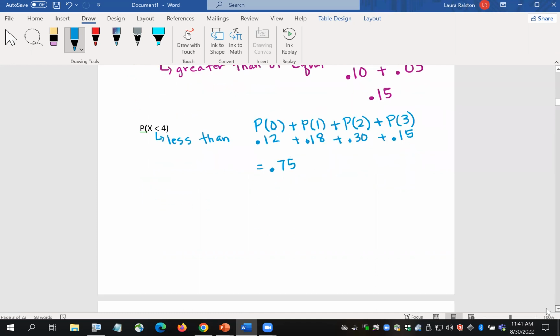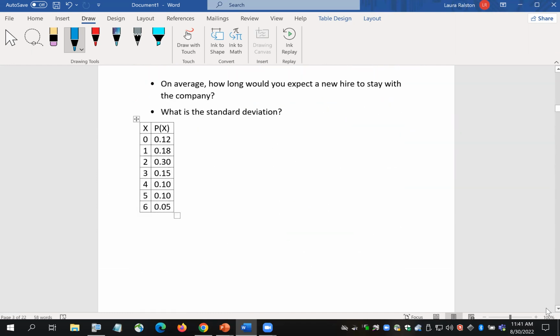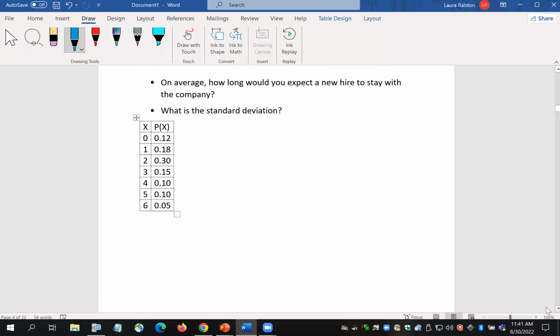Okay, with the same question, let's look at how you would calculate the average, because the question might be, on average, how long would you expect a new hire to stay with the company? That word average, remember, is another way to refer to the mean. So that question is actually asking us to calculate the mean. I'm going to write it out longhand so you can see what we're doing in terms of that formula.